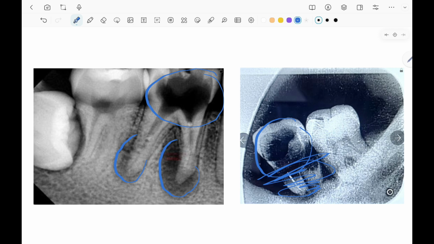And like in endo, you can't call it a hot pulp because you're not working on the pulp anymore. It's the periodontium you're working on. You're extracting a tooth. You're not performing an endo. So you can't call it a hot pulp. But there should be a reason that the LA is not working.